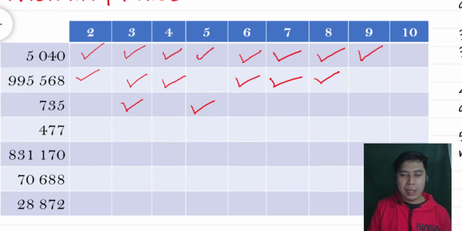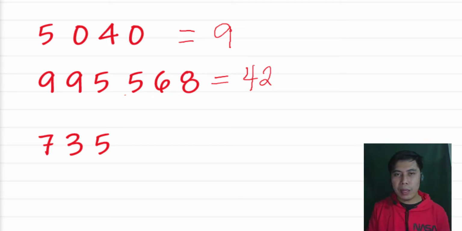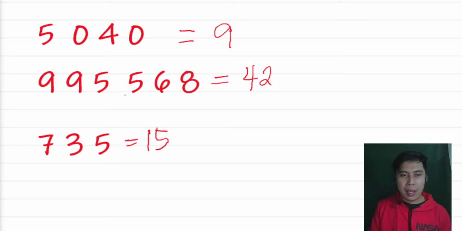And the second number, 995,568. If we add all the digits, we get the sum 42, and 42 is not divisible by 9, it's not a multiple of 9, so we can say that this is not divisible by 9. How about 735? The sum is 15, which is not divisible by 9. Then we can say that this number is not divisible by 9.